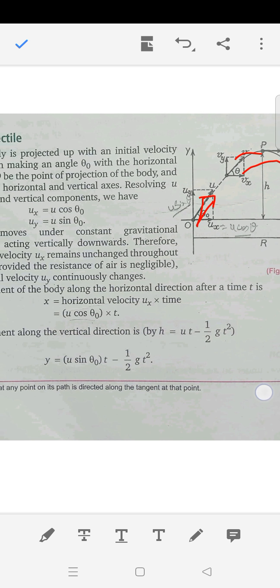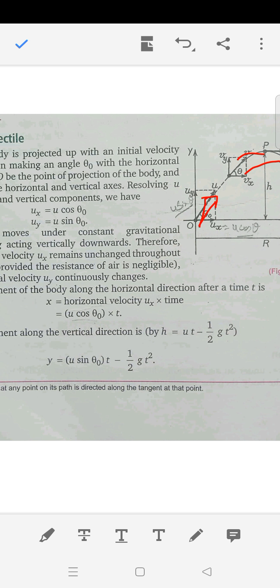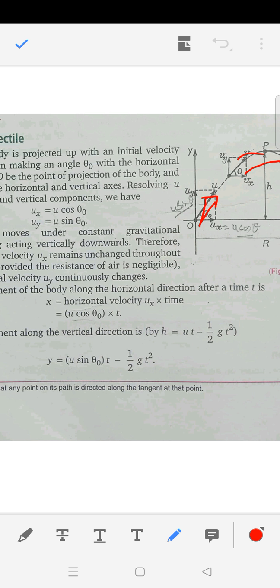Now, to see the velocity, the initial velocity u is resolved into two components: one along the x-axis, called u cos theta, and one along the y-axis, called u sin theta. Theta is the angle of projection, meaning the angle between the initial direction and the x-axis. It is called the angle of projection, theta naught.